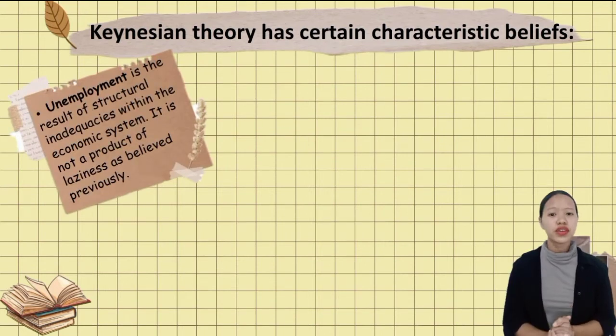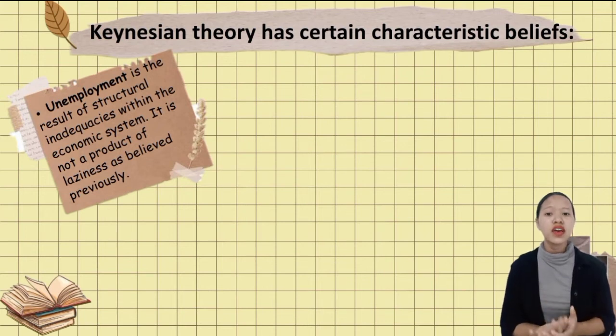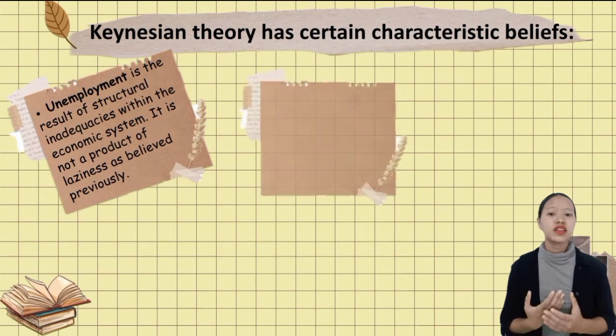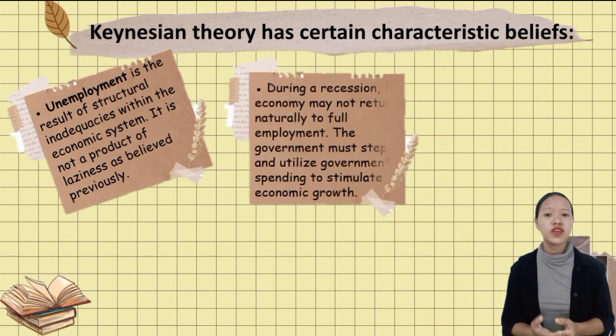So Keynesian theory has certain characteristic beliefs. So unemployment is the result of structural inadequacies within the economic system. It is not a product of laziness as believed previously.